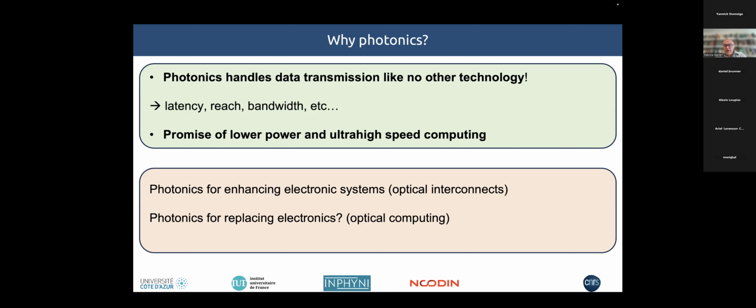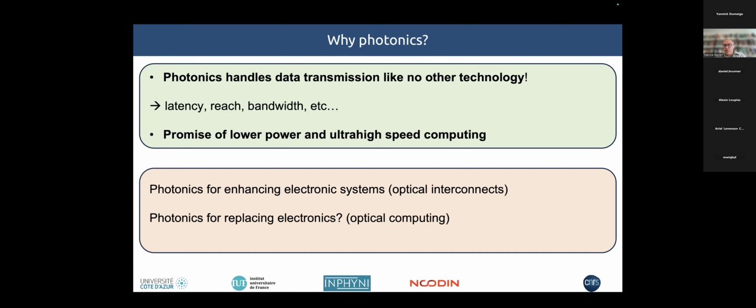If you look at the goals that target all of these companies, you can see there are two types of companies, and some of them flipped their focus during the years. First of all, the immense majority of these companies focus their work in photonics to enhance electronic systems. What they want to do is to provide optical interconnections for electronic systems. So many of these companies focus on optical interconnects.